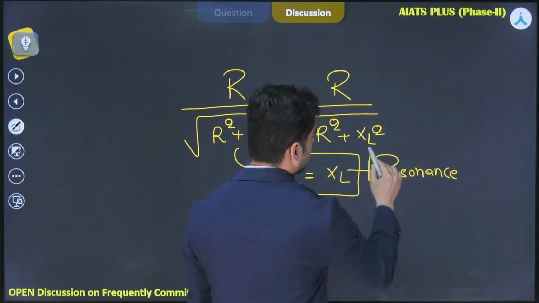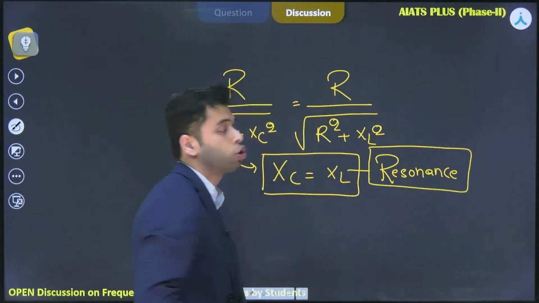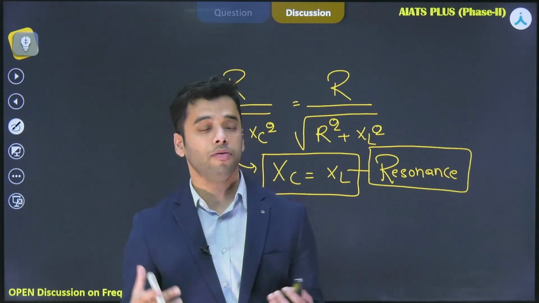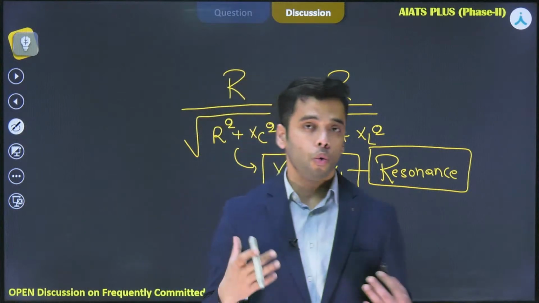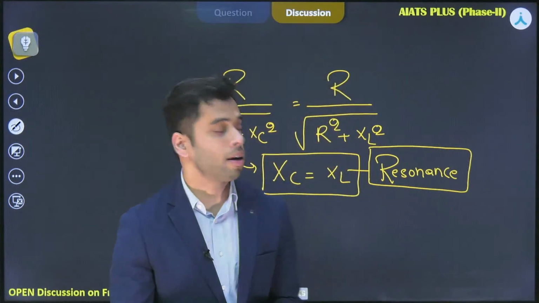And what is the power factor at resonance? It is a standard result. What should be the power factor at the resonance? Anyone can give me the answer in the comment box. What should be the power factor at resonance?